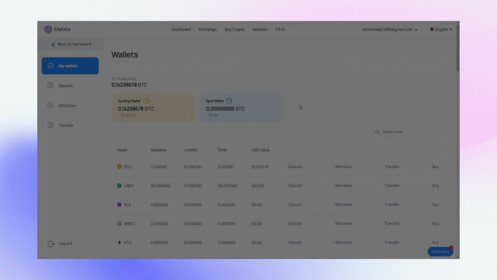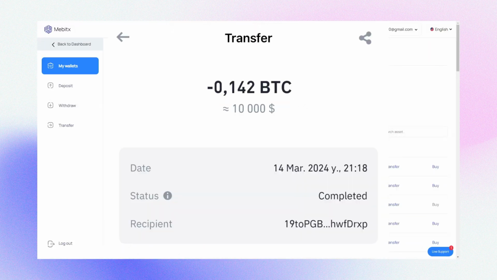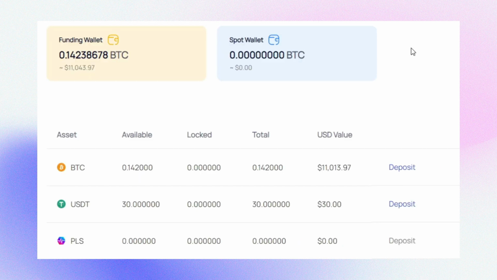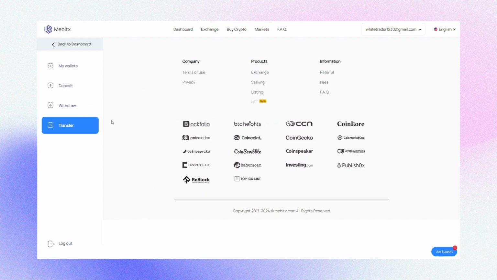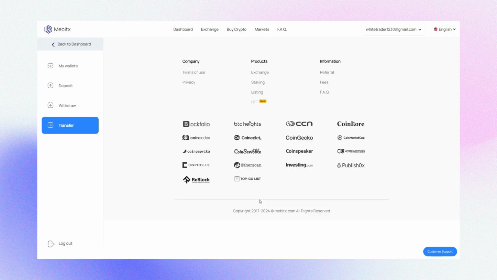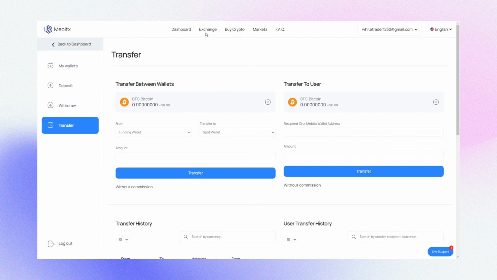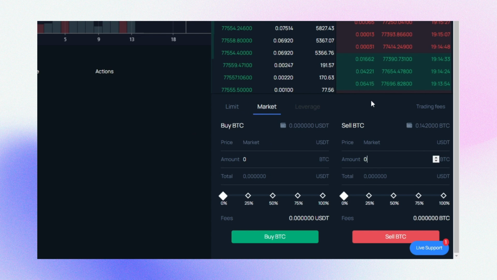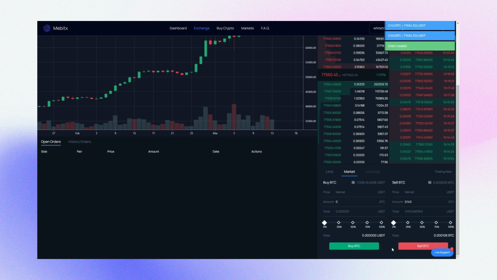I have successfully made a deposit of $10,000. I sent 0.142 Bitcoins, and as you can see, I also received a deposit bonus of 30 USDT. Now we need to transfer our Bitcoins from funding wallet to spot wallet, and after that, we can sell our Bitcoins. After a successful transfer, we need to go to the Exchange tab and then select Market here and enter the amount of Bitcoins we want to sell, and then click on the Sell BTC button.